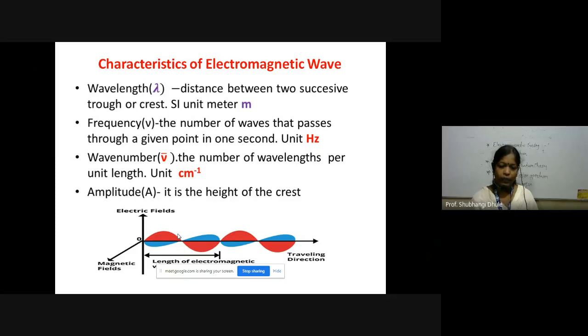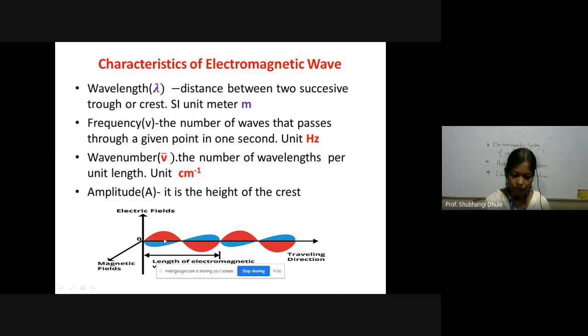So an electromagnetic wave is characterized by these parameters. The first one is called wavelength. What is meant by wavelength? Wavelength is the distance between two successive troughs or crests.